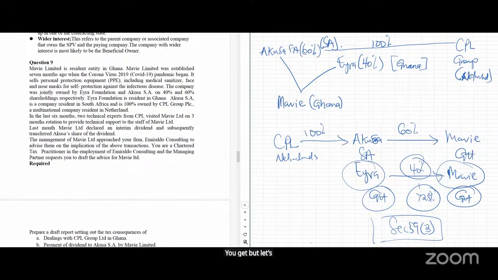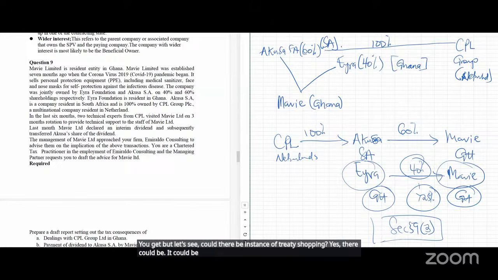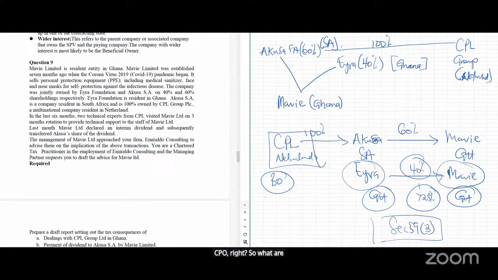But let's see. Could there be an instance of treaty shopping? Yes, there could be. It could be that CPL has seen that the provision between South Africa and Ghana DTA is favorable. So he wants to take advantage of it. So I told you that always identify the beneficial owner. In this case, who do you think was the beneficial owner? CPL, right? So what are the three tests I told you to do?